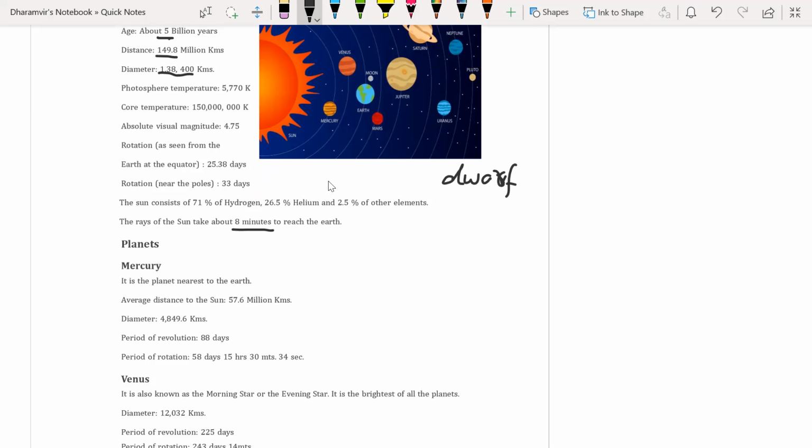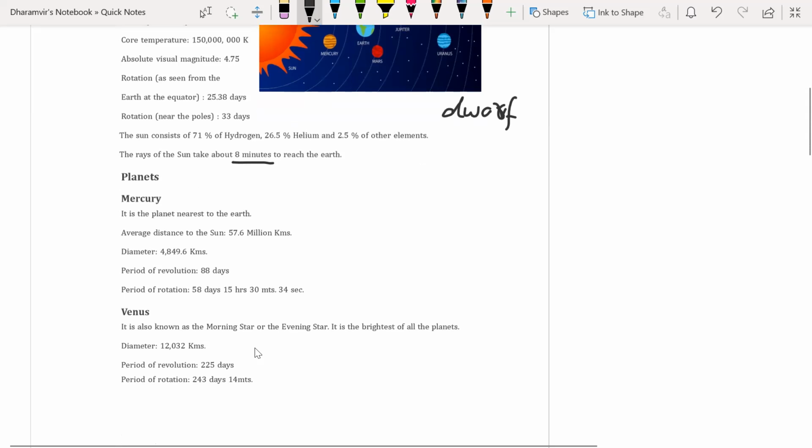Then second is Venus. Venus is known as the morning or the evening star. It is the brightest star of the planets. Its diameter is 12,032 kilometers. Period of revolution is 225 days, and period of rotation is 243 days, 14 minutes.